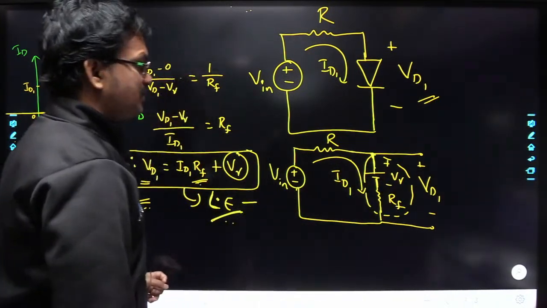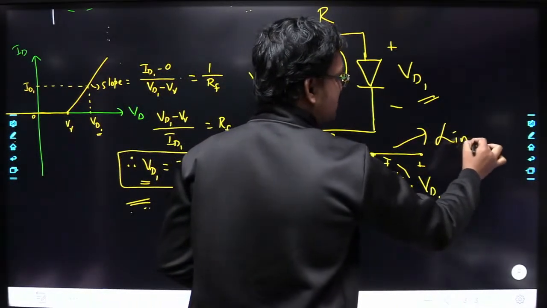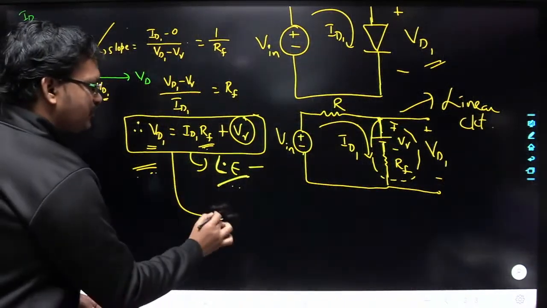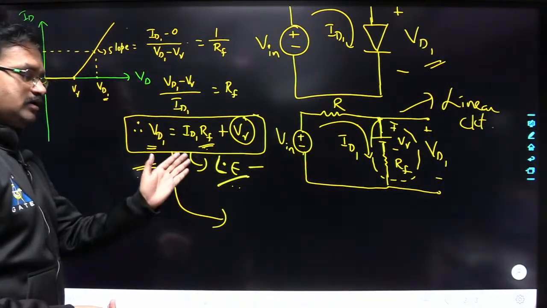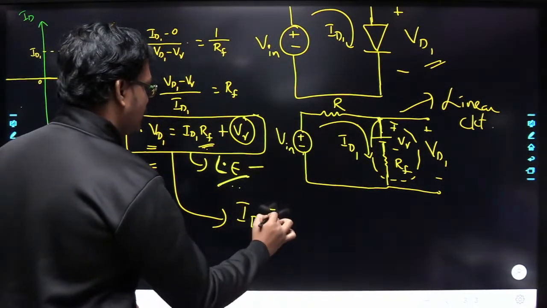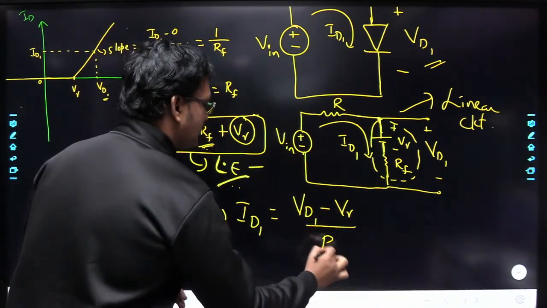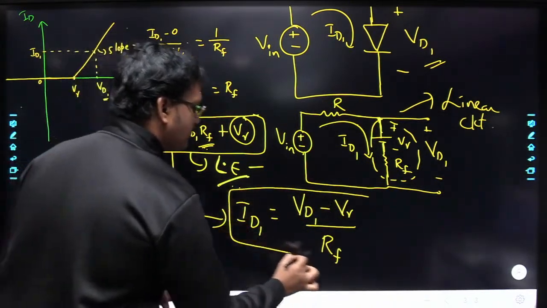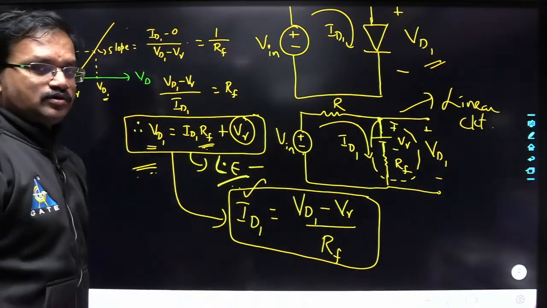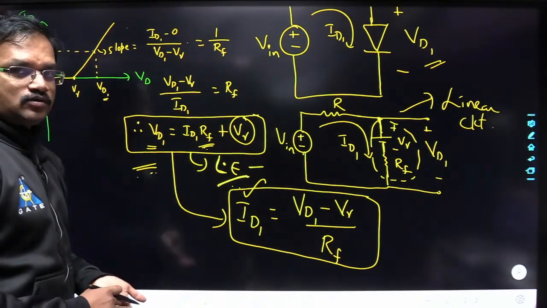Now what happens here? The circuit has become a linear circuit, and this is the equation that we are getting. From here, you can easily determine the diode current ID1. What is ID1 here? ID1 is equal to VD1 minus V gamma divided by RF. So you can simply determine the current in the circuit, whereas if you do the exact analysis, it is going to be very difficult to determine the current.